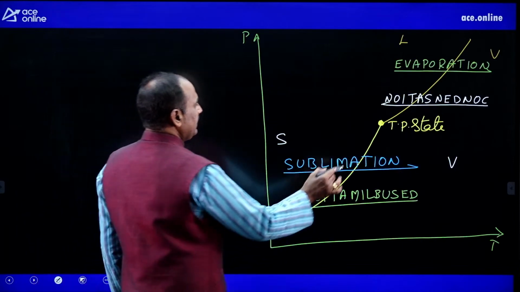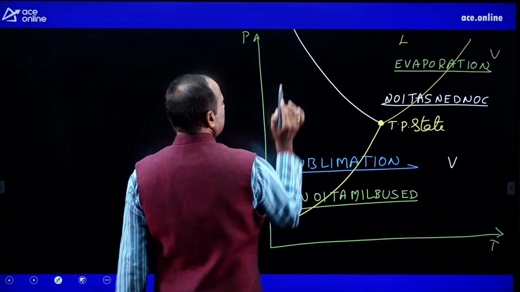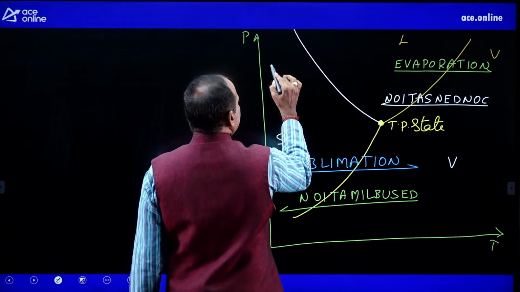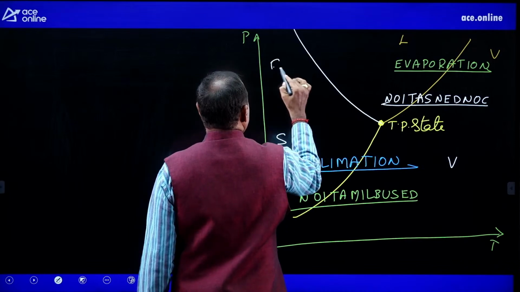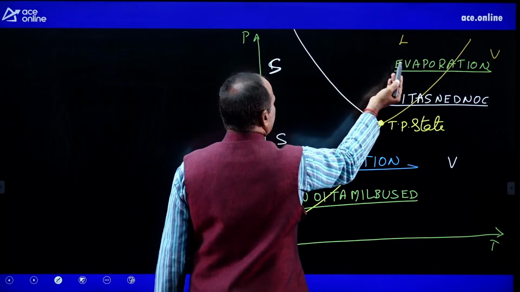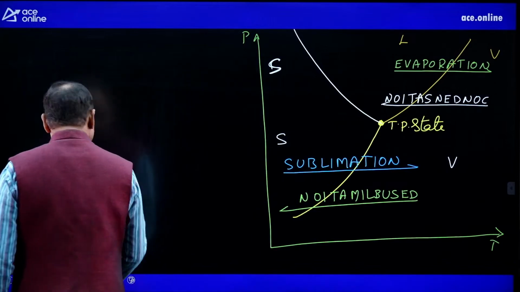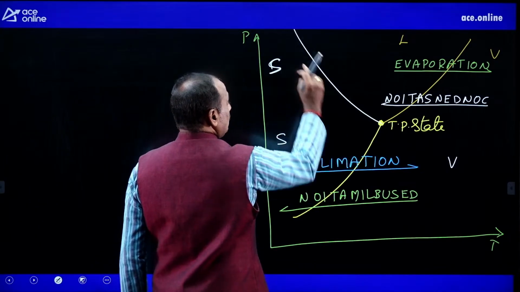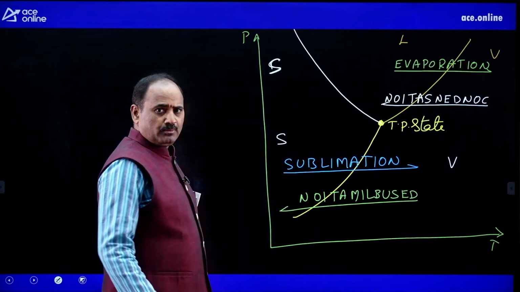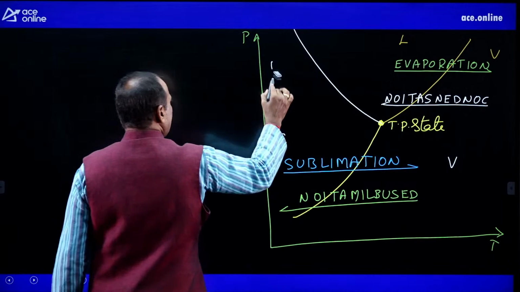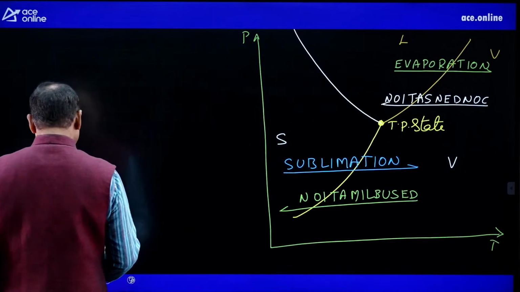The melting curve is looking like this. This is how the melting curve is appearing, right? The region left of the melting curve is solid, and right of the melting curve is liquid. Okay, right? Look at the melting curve. The melting curve is maintaining negative slope. Melting curve maintaining negative slope means as the pressure increases, the melting temperature of the ice decreases.